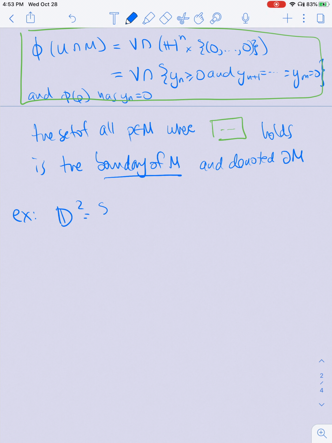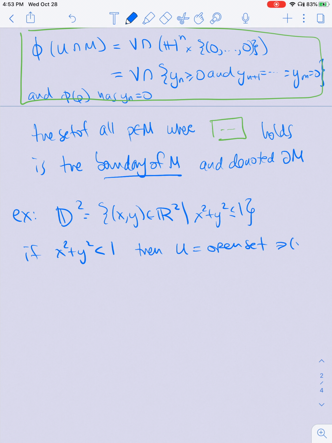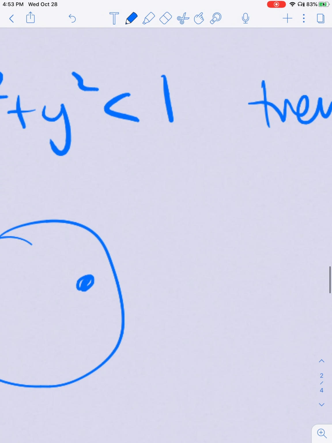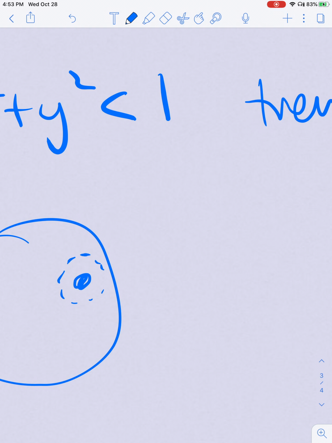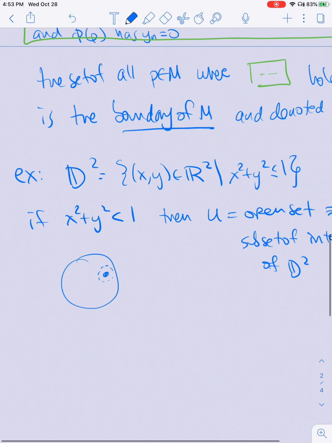As an example, let's consider the two disk. The two disk is the set of all points x, y in R2 such that x squared plus y squared is less than or equal to 1. If x squared plus y squared is strictly less than 1, then we can have U just be some open set containing x, y, which is a subset of the interior of D. So there's always some set U which is open, contains x, y, and doesn't intersect the boundary of the disk.